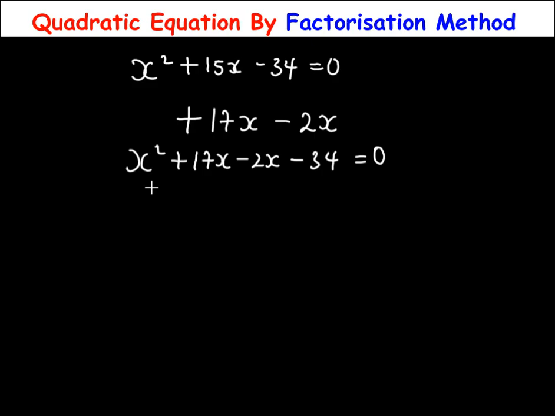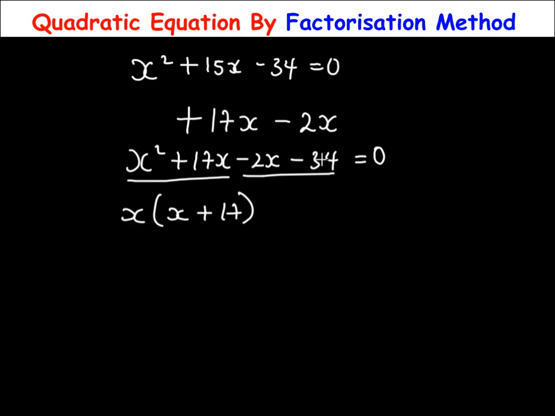With this, we can then factorize. So factorize out this first two. So factorize out the common term, which is x. x is in brackets. If you factorize out x from x squared, you have x, plus, if you factorize out x from 17x, you have 17. Okay, also factorize out this next two group.